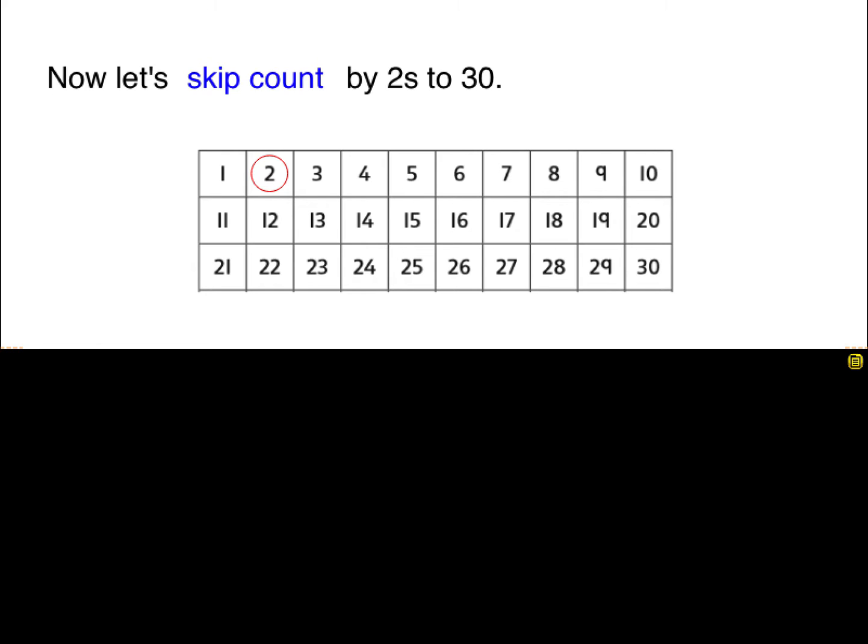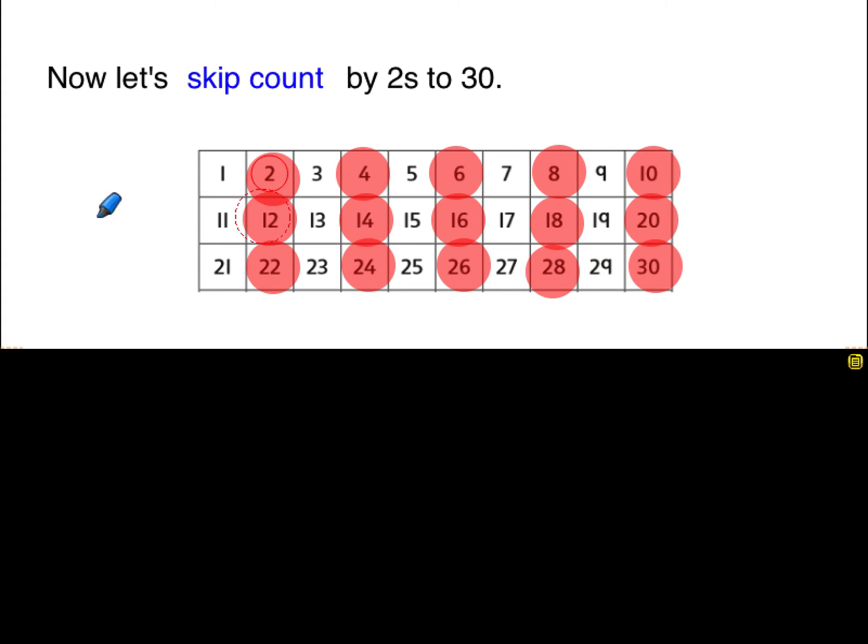All right, counting to 30 by twos. That means we have to say a number, skip a number, say a number. And we have to do it in red. 2, 4, 6, 8, 10, 12, 14, 16, 18, 20, 22, 24, 26, 28, 30. Skip counting by twos is a little bit harder.